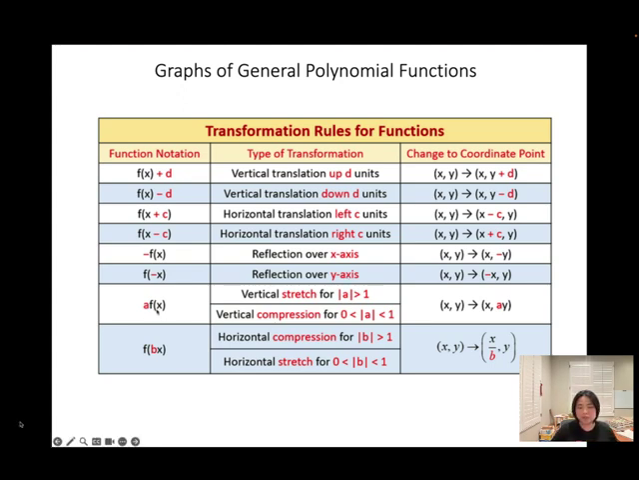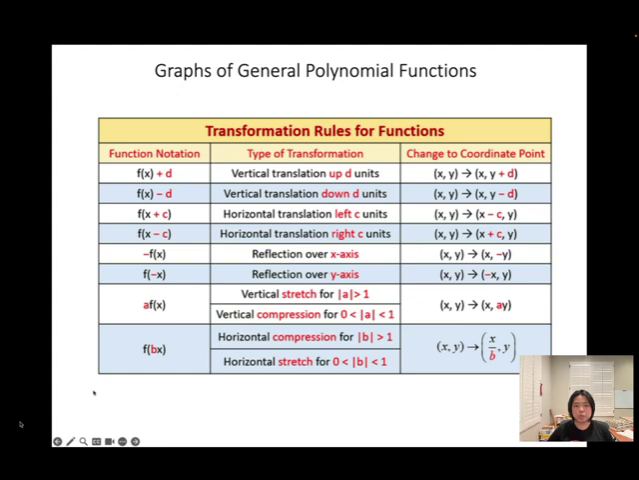A times f of x, we worked on this already. Remember, we're working on y equal to x squared. For example, y equal to 2x squared, where 2 is strictly greater than 1, the parabola is going to be close to the y-axis. If your a is between 0 and 1, that will be wide, like this one.